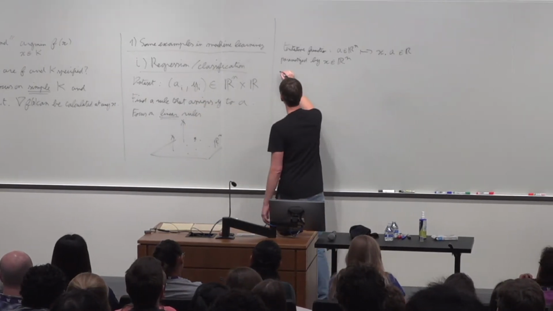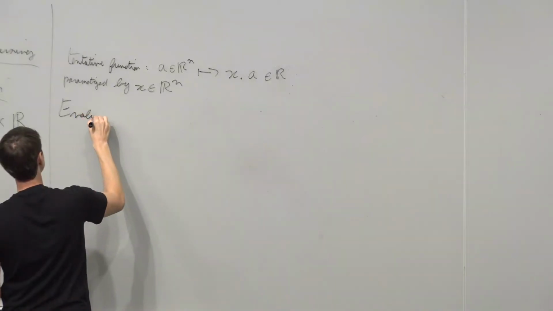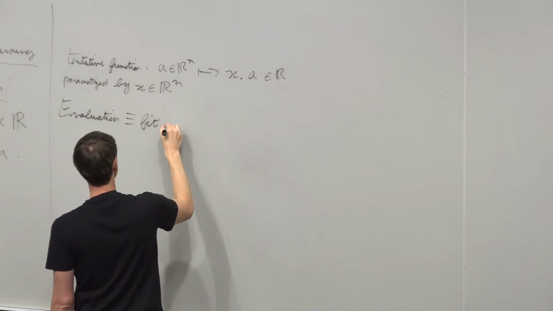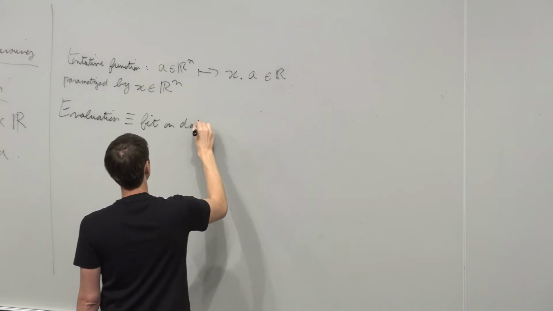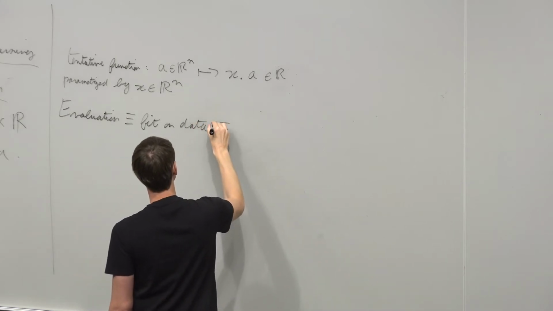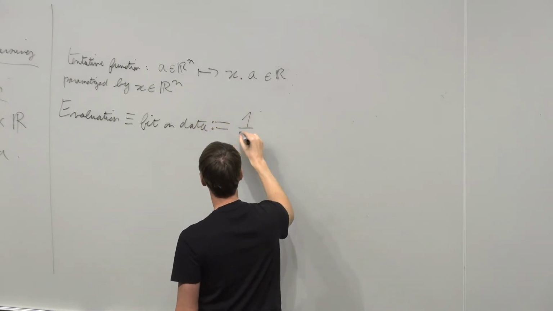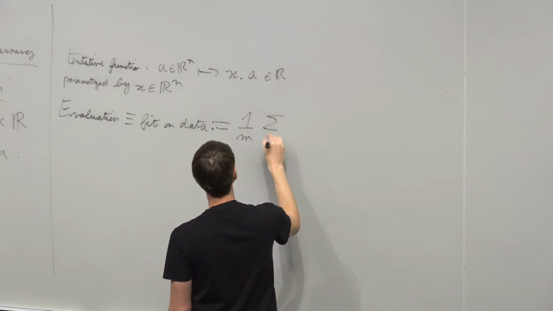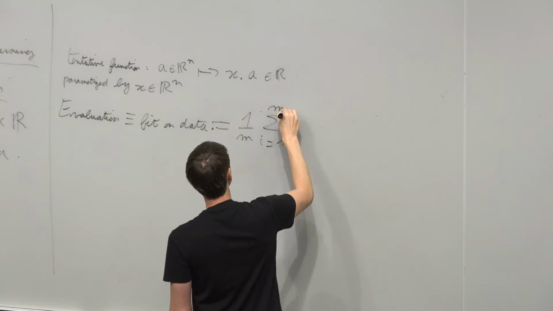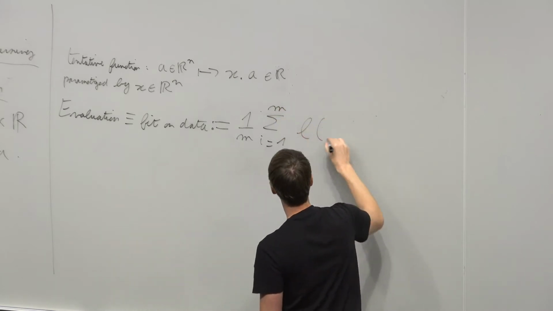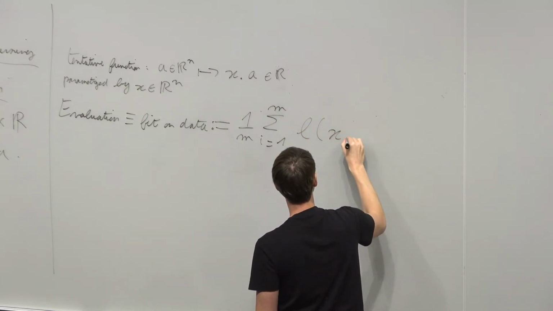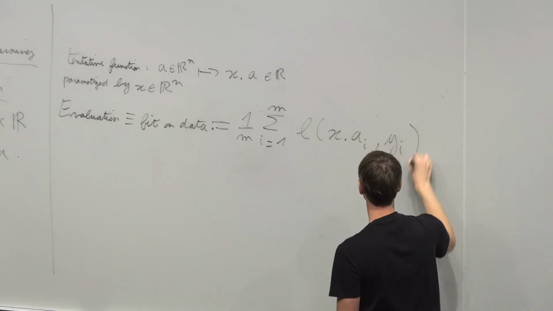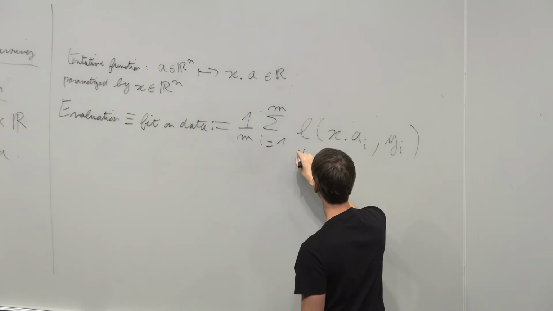So evaluation is the fit on data, which I will define like this. It's 1 over m. Let's say I have m examples. The sum for i equals 1 to m of some loss function of x dot ai, yi. So this is some loss function.